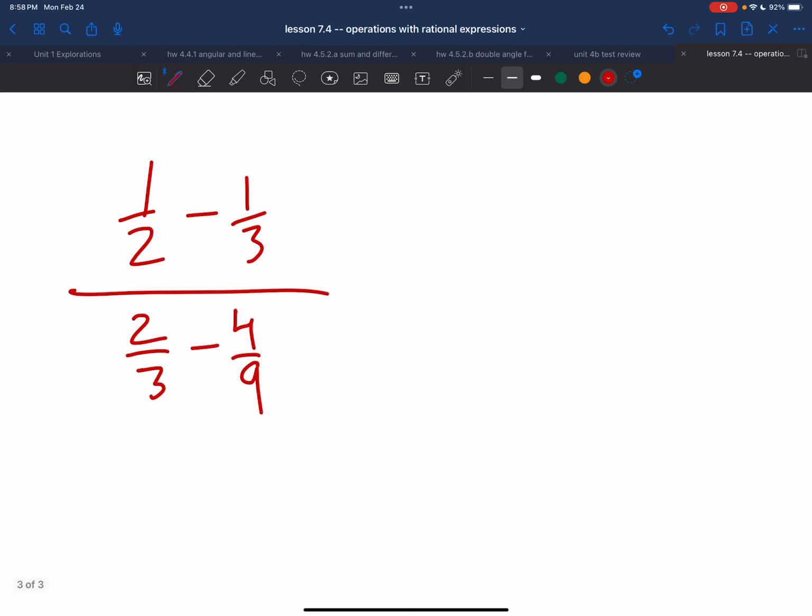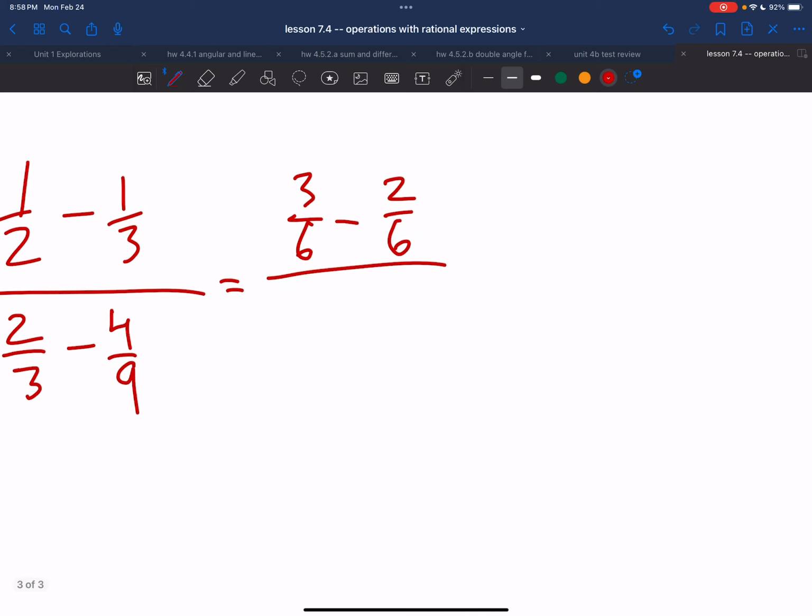You'd say, well, let me start with the numerator. 1/2 minus 1/3. I can do that. If I want to combine fractions that are added or subtracted, you need a common denominator. So you'd make 1/2 into 3/6 and 1/3 into 2/6, right? Subtracting those would get you 1/6 in the numerator.